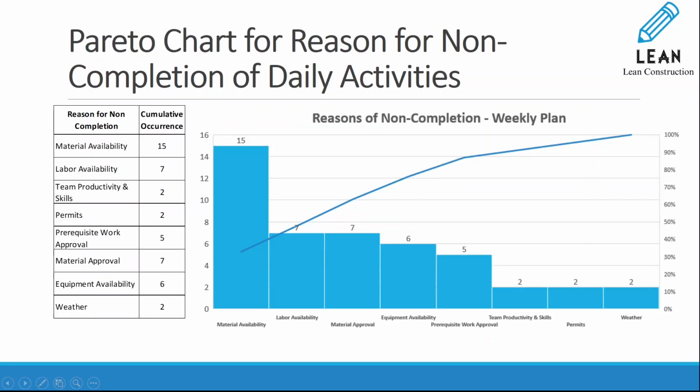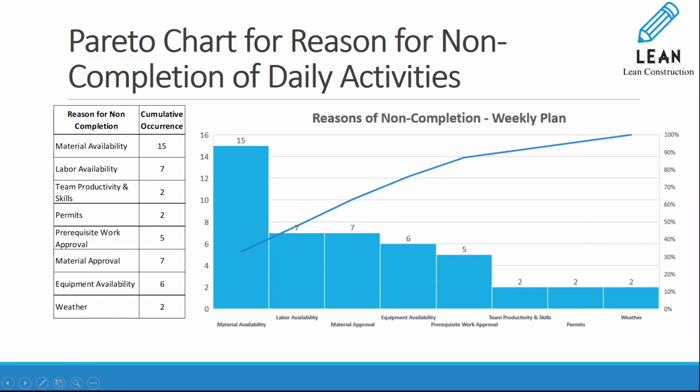Here is a Pareto chart for reasons for non-completion of daily activities. A table for reasons for non-completion is shown here. The data in the table is reflected on the Pareto chart. The reasons are shown in the chart from left to right, from the most frequent to the least frequent reasons. The root cause analysis should be carried out with the same priority from most frequent to the least frequent reasons.